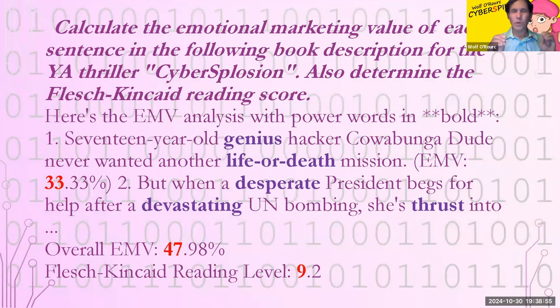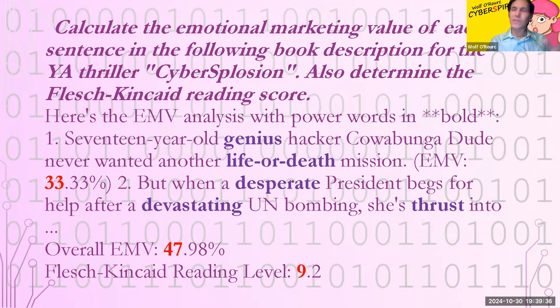So now we're going to go into much more detail. Calculate the emotional marketing value of each sentence in the following book description for the YA thriller, Cybersplosion. Also determine the Flesch-Kincaid reading score. Because this is an ad, you want a low reading level. You want to make it easy for people to read your ad. And so level 9, which is typical of AI-generated content, that is 9th grade reading level for a 150-word ad, is not good. You don't want that. You want to get down to 6, maybe 5 if you can. That's why I asked for it.